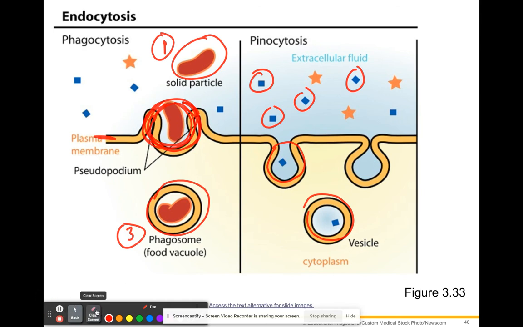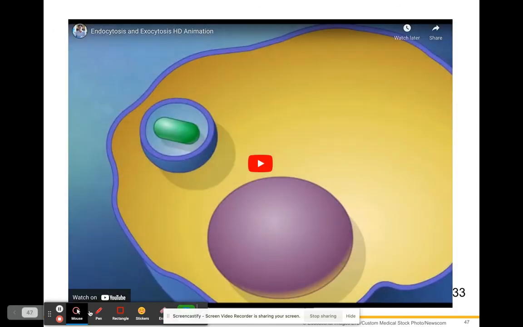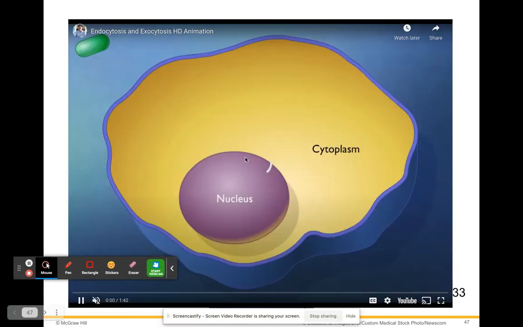Okay, so now I just want to show you a quick video, which I will talk over to show you guys what's going on. I love this video, even though it's a very old video, its graphics aren't great, but I'm a big fan of it. So here we have a cell. Here's a nucleus. Here's our cytoplasm. Here's our cell membrane on the outside.